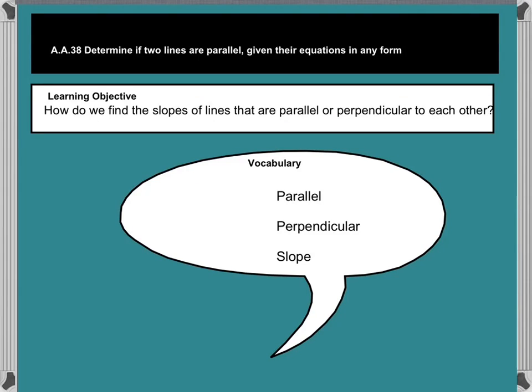Okay, so today we're going to talk about how we find slopes of lines that are parallel and perpendicular to each other. And this covers the standard AA38, which is to determine whether two lines are parallel given their equation in any form. So first, in order to determine if they're parallel, we're going to have to figure out the slope from that equation, and then look at the slopes and compare them and determine whether or not they're parallel from that.